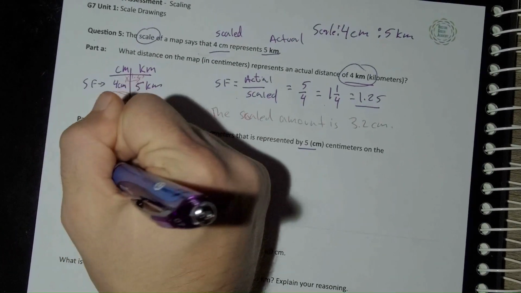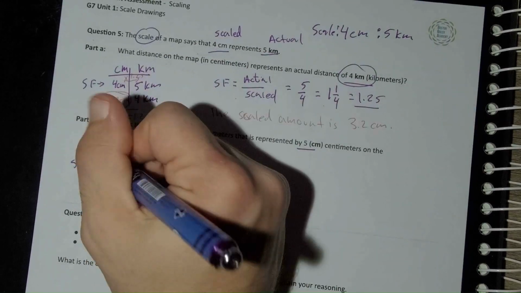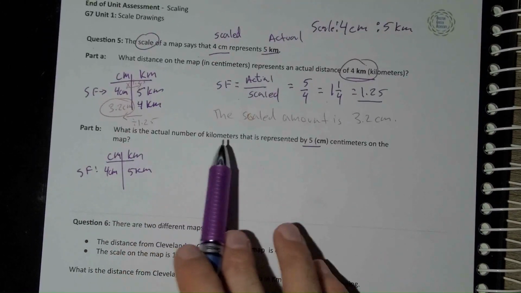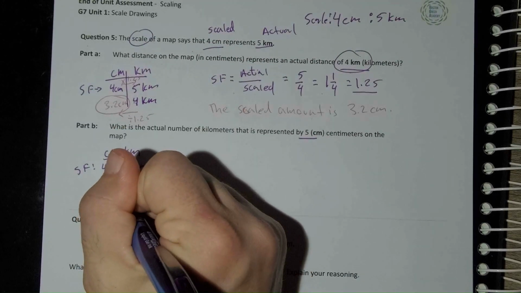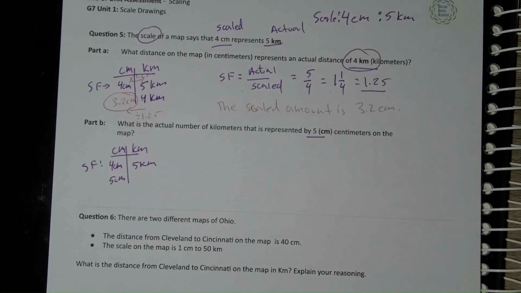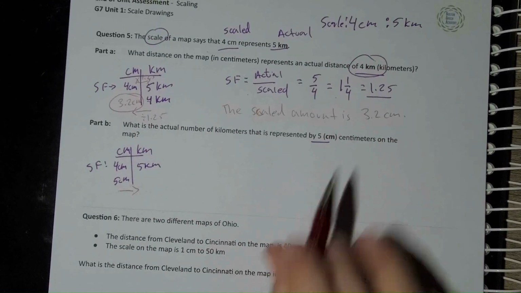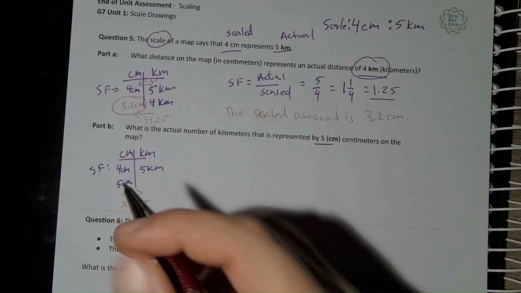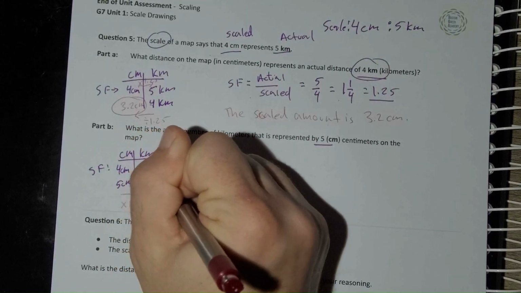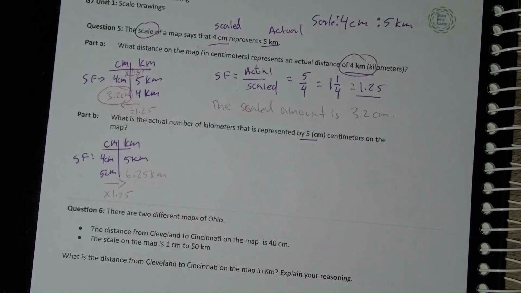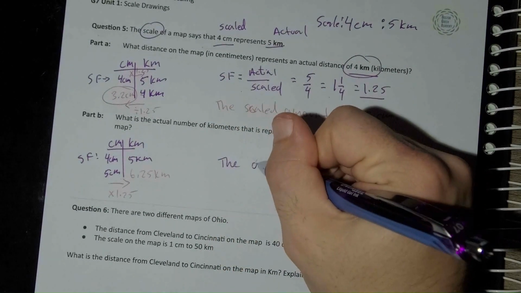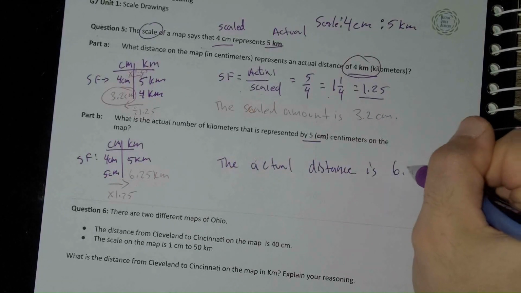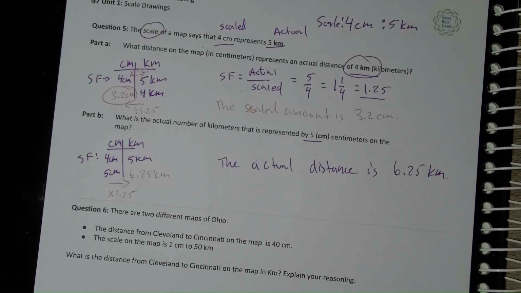Going down on part B, it wasn't much different. Again, you want to start off with your scale. So here we have 4 cm to 5 kilometers. And then we're told, what is the actual number of kilometers as represented by 5 centimeters? So you want to put the 5 centimeters on the left under our centimeter section. And now apply your scale factor. Well, we already know our scale factor is up here, which is 1 25/100. And so going from left to right, we multiply by 1 25/100. And so 5 times 1 25/100 just gives us 6 25/100 kilometers. And so we can say the actual distance is 6 25/100 kilometers. And that's all for this one.